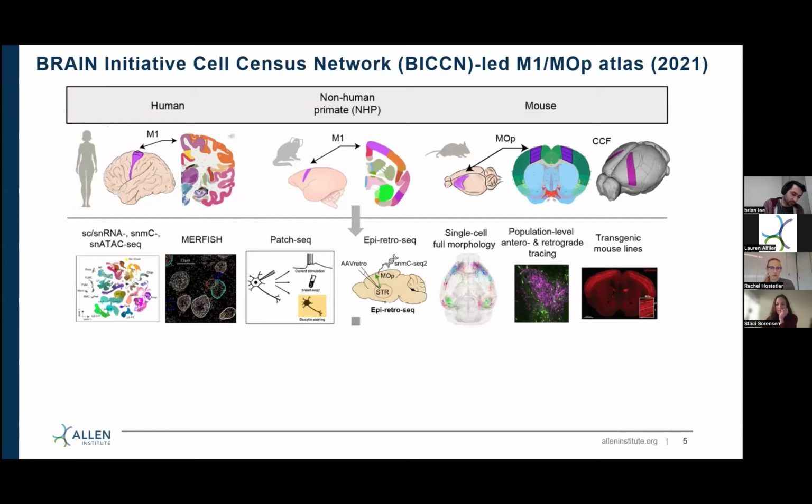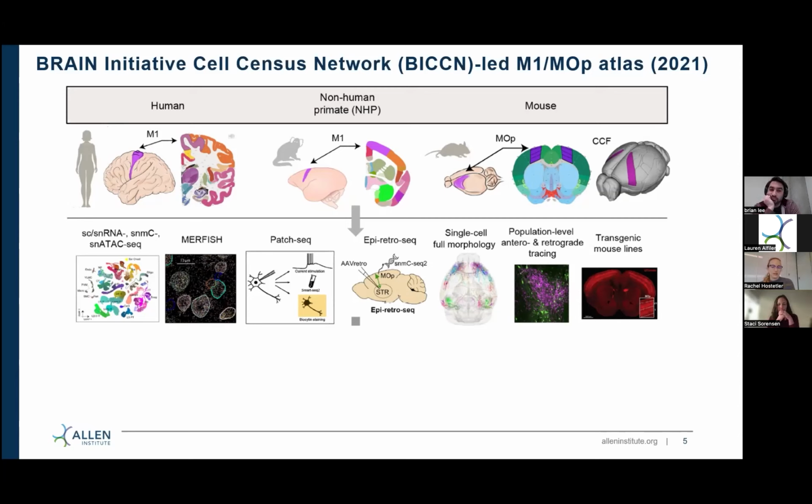And so the goal of this project was to create a mini atlas of the cells in the primary motor cortex. Three species were chosen for this atlas. There were samples from human, from non-human primate, primarily from marmoset, and then also mouse. And a number of different techniques and experiments and studies were done on these samples, ranging from single cell and single nucleus transcriptomic experiments, spatial transcriptomic experiments, Patch-Seq, multiple types of labeling experiments with transgenic lines or with different AAVs, and also single cell morphology.